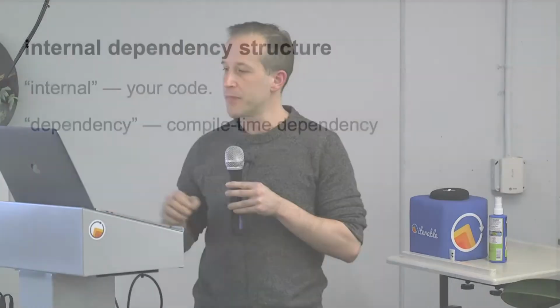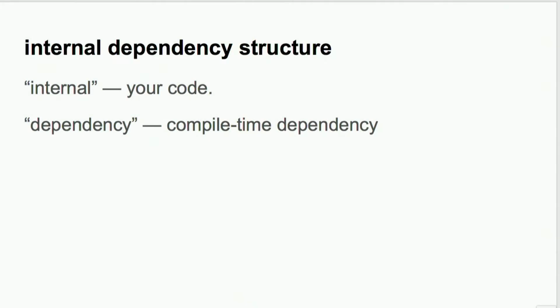There are different things we might mean by well-structured code. I'm going to focus on a particular meaning of that, which is the internal dependency structure of code. When I say dependency, I'm not talking about external dependencies. I'm not talking about libraries you're pulling down and throwing on your class path. This is about your code.